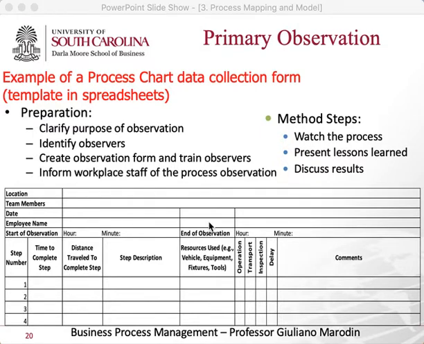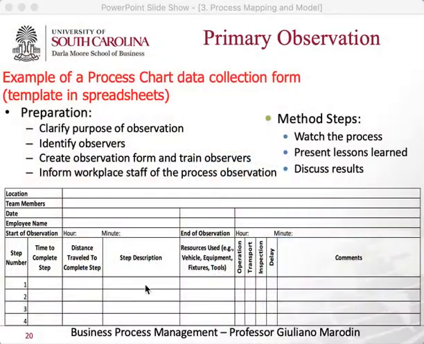Here we have another example from primary observations. You're going to have that in an Excel spreadsheet from the measure phase, and this is the one that we use to collect data on a shop floor. So you're shadowing the person doing the job, right? And you're seeing them repeating the job over and over again. So here you have location, team, and here the time to complete the step, distance traveled, step description, what equipment you use, what kind of step it was, right, and some comments.